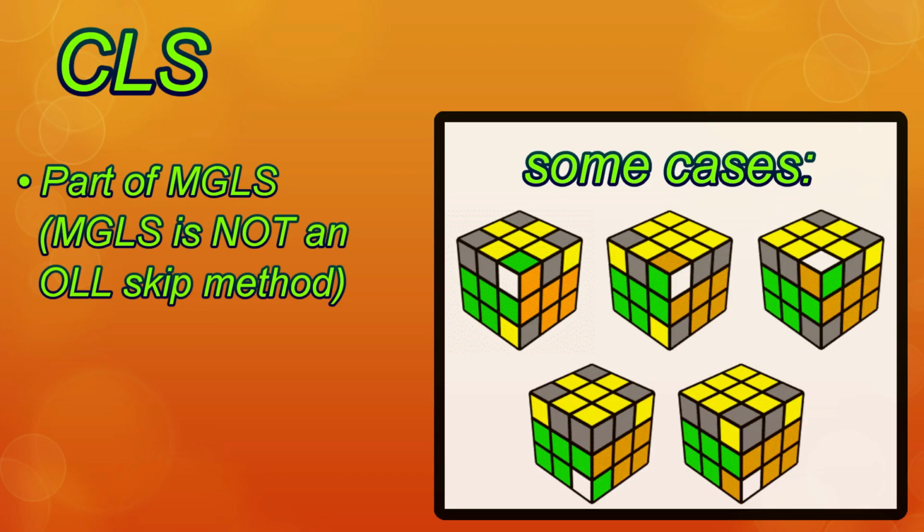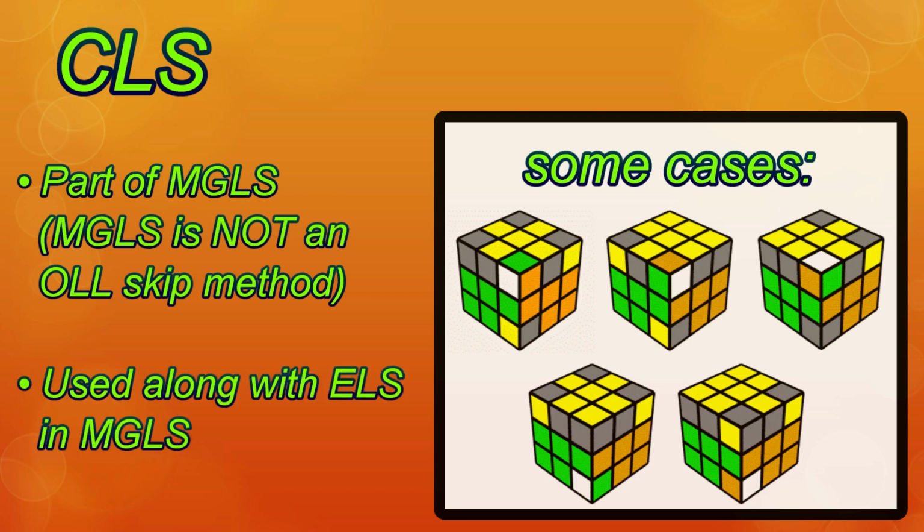The first thing I'm going to be talking about is CLS, which is part of MGLS. MGLS is a sub-method mostly used along with C-flop, and it is not an OLL skip method. It replaces the last slot and OLL with two different steps that accomplish the same thing. The first step is called ELS, and it stands for edge step of the last slot. It involves placing the edge of the last slot while orienting the last layer edges.